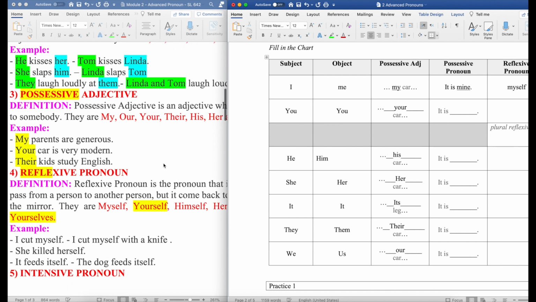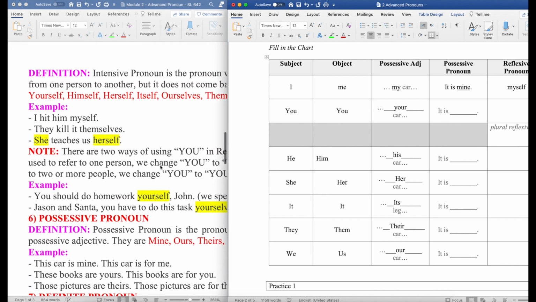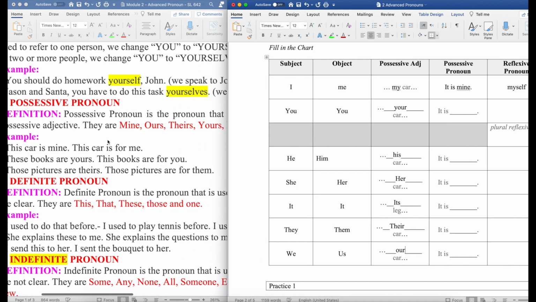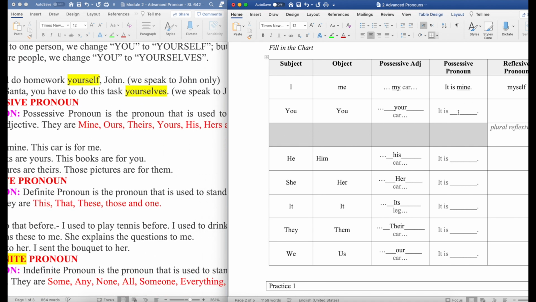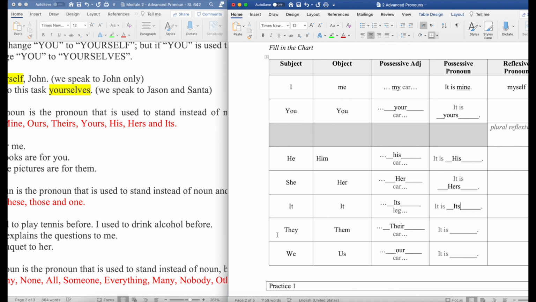They're right there. And then we have possessive pronouns. Let's go back down. We have possessive pronouns. It is mine. It is yours. It is his. It is hers. It is its. Right there. Its. And it is theirs. And it is ours. Okay?